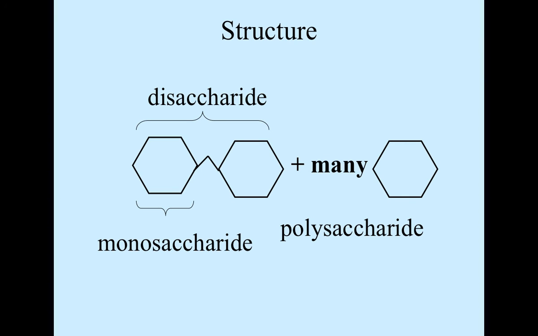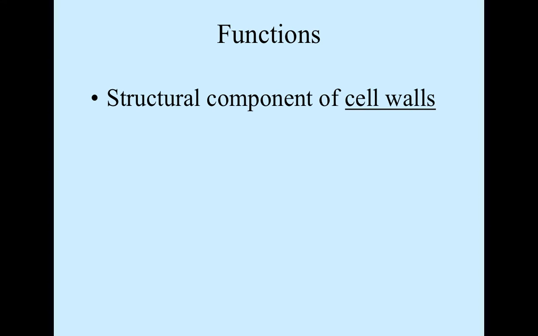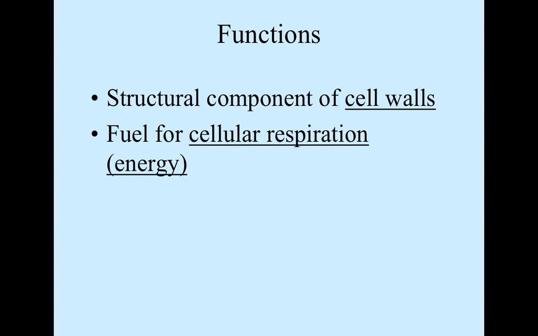Now, all of these are important for different functions, but in general, the carbohydrates function as a structural component of the cell walls, like in plants. But their primary job is fuel for cellular respiration. They help to provide us energy.